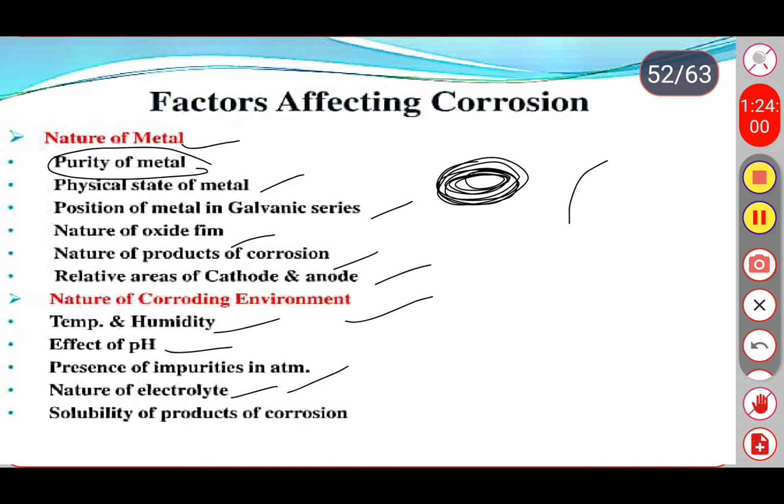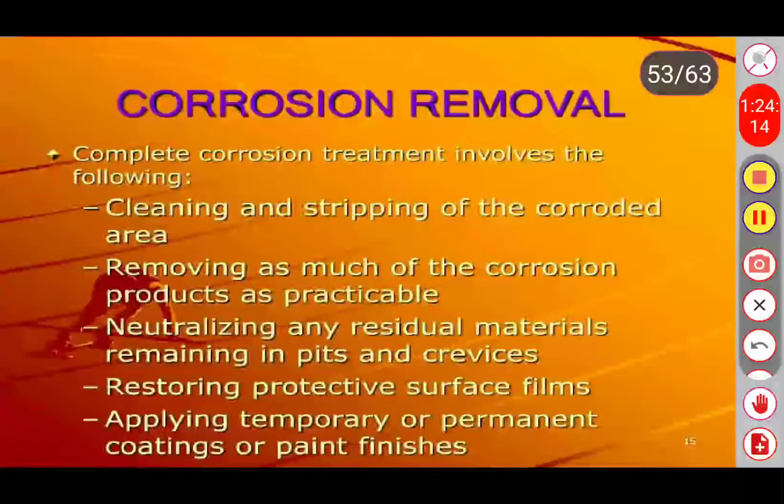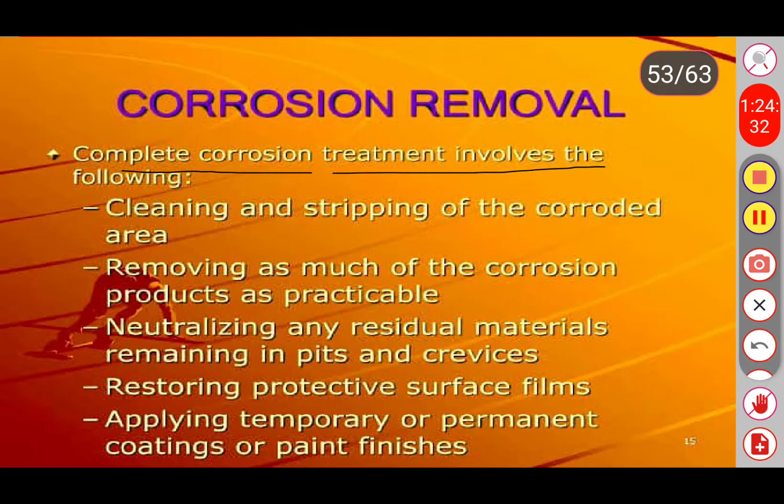Okay, so how can we prevent the corrosion or rusting of the metals? Some methods are given to remove the corrosion. See one by one. Complete corrosion treating involves the following. First one, cleaning and stripping of the coated area. Second one, removing as much of the corrosion product as practicable.